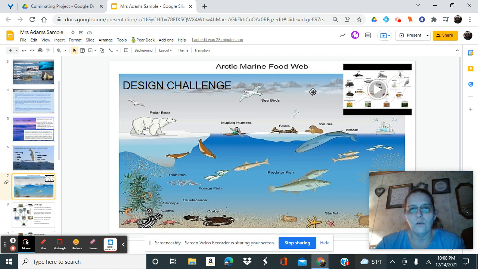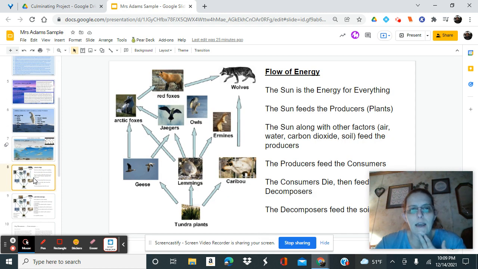Then this is also what I had, my food web for my Arctic marine animals. So then what I did was I had my flow of energy. Remember, the arrow points to the animal that receives the energy. So I had my picture, but it doesn't tell me anything. So I had to add my list.